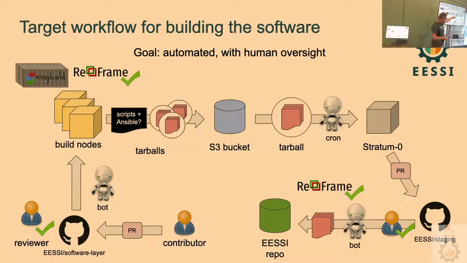But there's another check there where the Stratum 0 opens a pull request to what we call a staging repository. That's a private GitHub repository, and that's again to have a human intervention step. And a human has to merge that pull request first before it's actually ingested in Stratum 0.